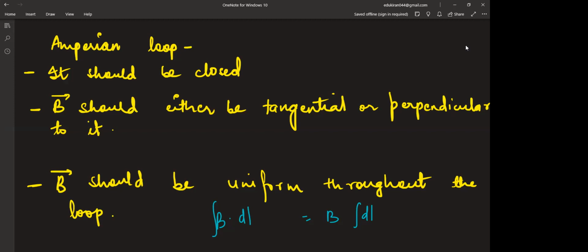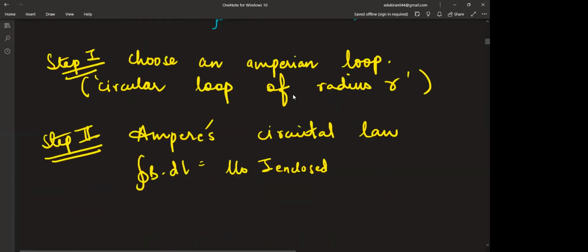Now see, I'll show you how to choose an Amperean loop and how to go about the questions. Let us take an example and solve some steps. See, step one, choose an Amperean loop. Suppose I have taken a wire, and current I is flowing across the wire. The Amperean loop that has been chosen is a circle whose radius is R. That is the first step.